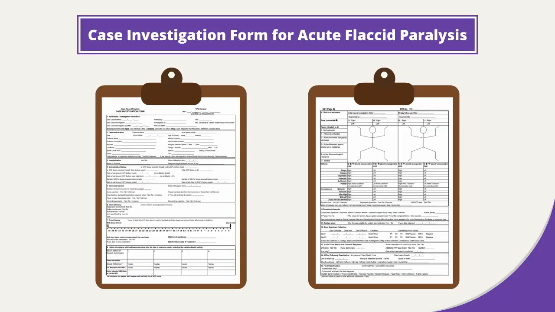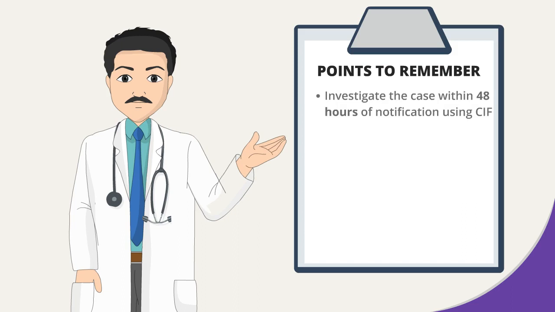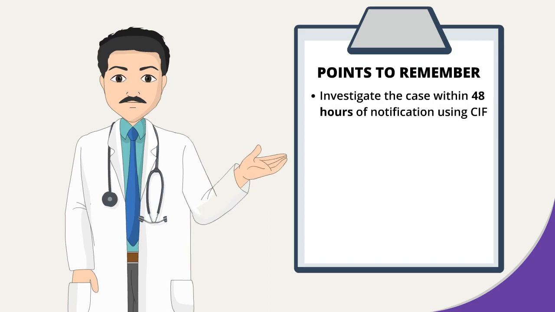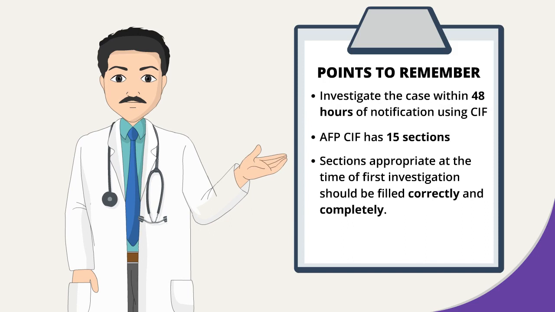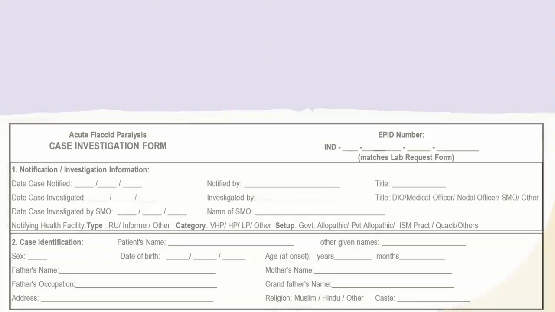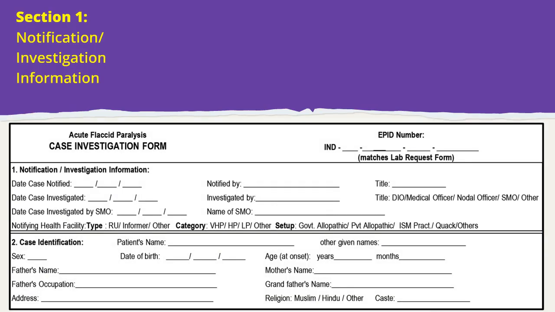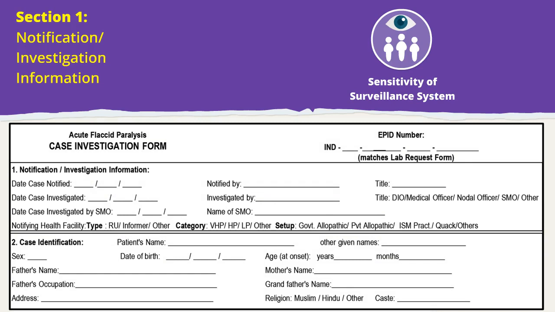Let's start filling the form section-wise. Investigate the case within 48 hours of notification. All sections should be filled correctly and completely. First section is on notification and investigation information. This section is important to understand the sensitivity of surveillance system to detect the case early and to investigate the case within 48 hours of notification.